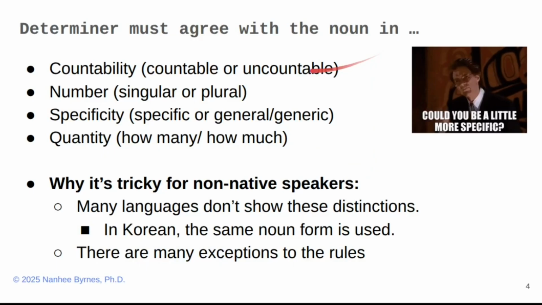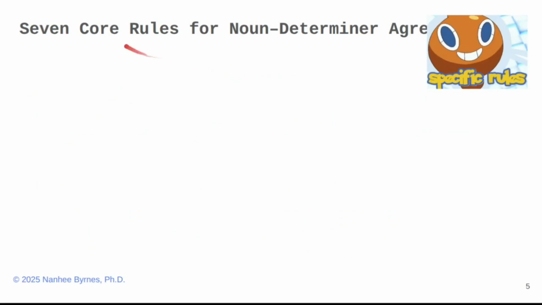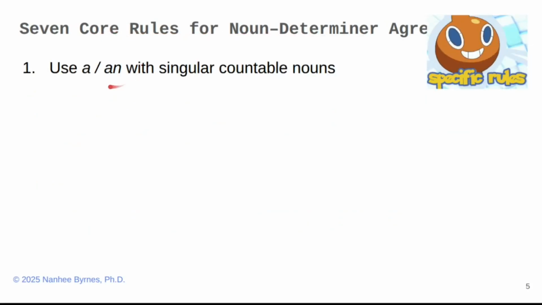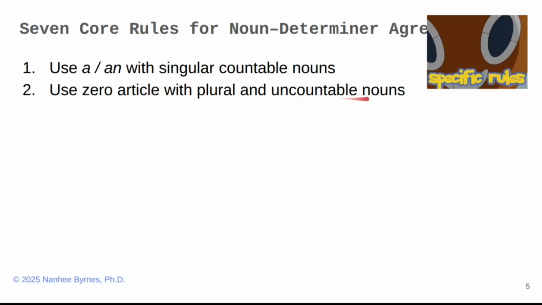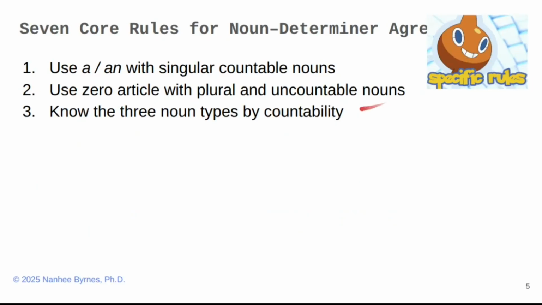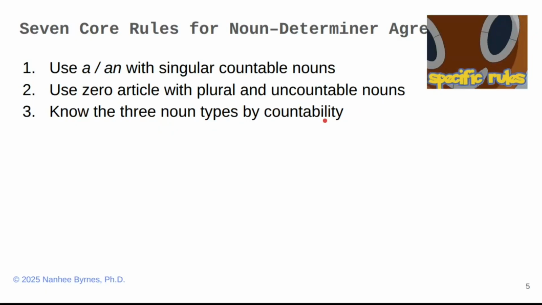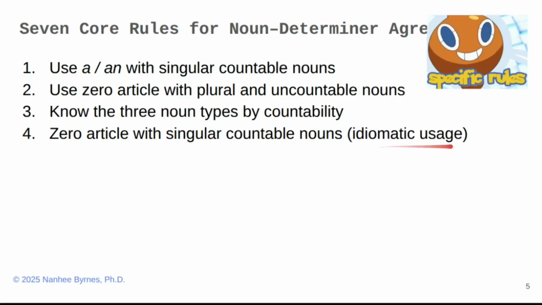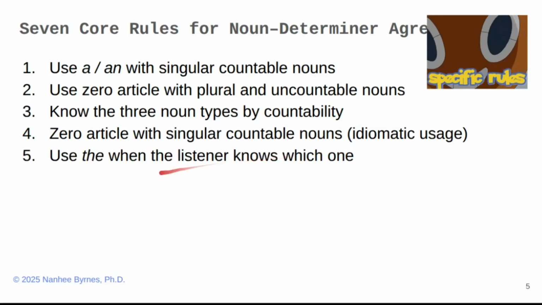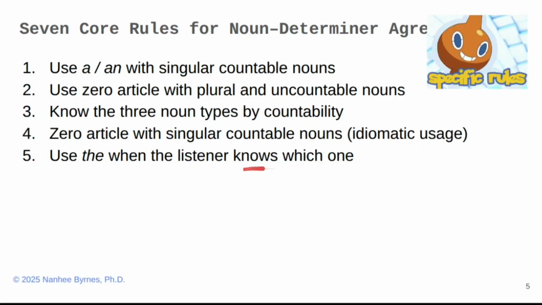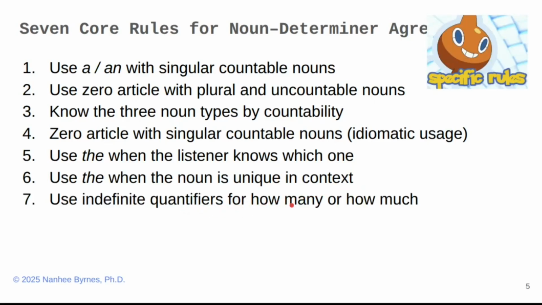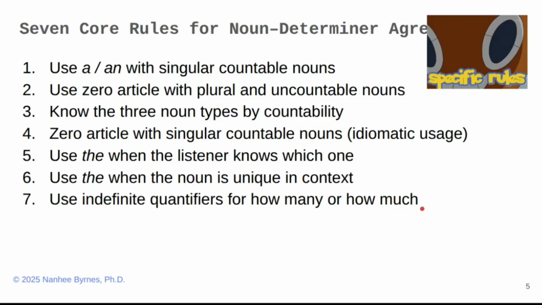To help you master this, we'll break down the Principle of Noun Determiner Agreement into 7 essential rules as follows. Use a or an with singular countable nouns. Use zero article with plural and uncountable nouns. Know the 3 noun types by countability. Zero article with singular countable nouns in idiomatic expressions. Use the when the listener knows which one. Use the when the noun is unique in context. Use indefinite quantifiers to show how many or how much.